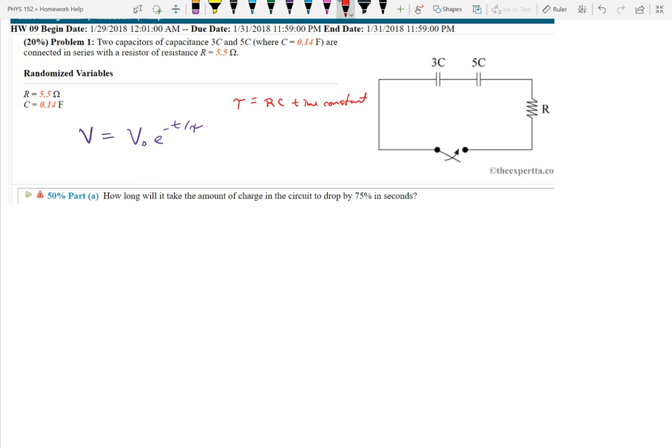But this is voltage, it's not charge. How does charge relate to voltage? Voltage is charge divided by capacitance. Right. Q equals VC, so V is equal to Q over C. So Q is VC. C is a constant, so we'll be able to just take this and say Q is equal to the Q we start with, e to the minus t over tau, just by using this relationship that the charge is proportional to the voltage.